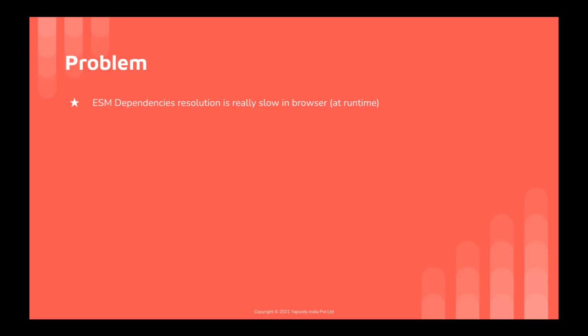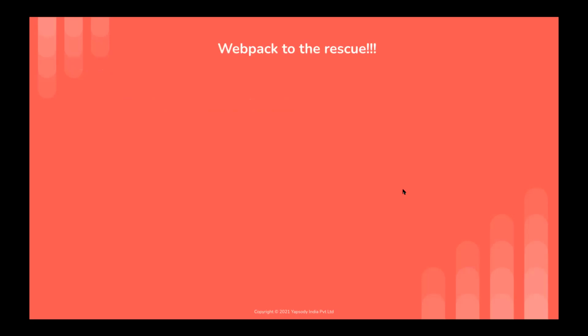But at runtime, creating a dependency tree is very slow, because imagine if you have to create a dependency tree at runtime for thousands of files, which is not very ideal in a browser. This is where a module bundler, let's say Webpack, comes in.